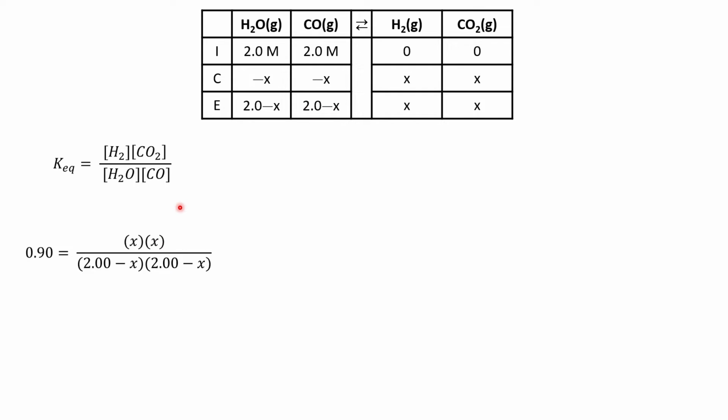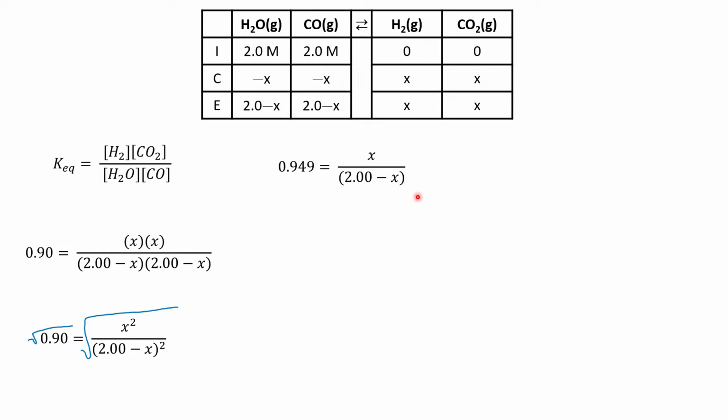Now we need to get into some algebra. So I'm going to simplify these expressions. X times X gives me X squared. 2 minus X times 2 minus X gives me 2 minus X squared. So I can take the square root of both sides of this equation. That gives me 0.949 equals X over 2 minus X.